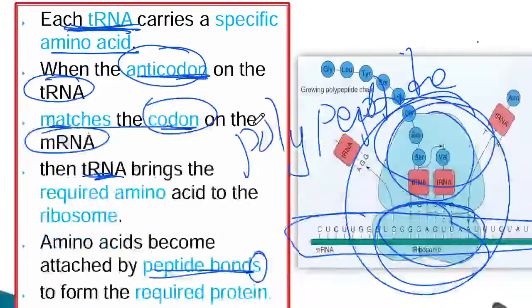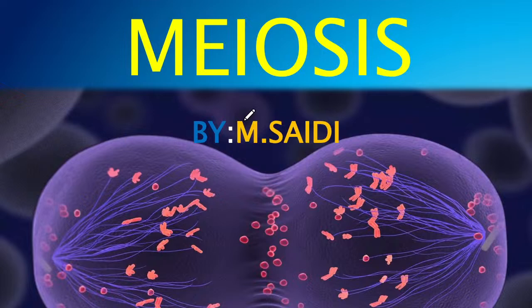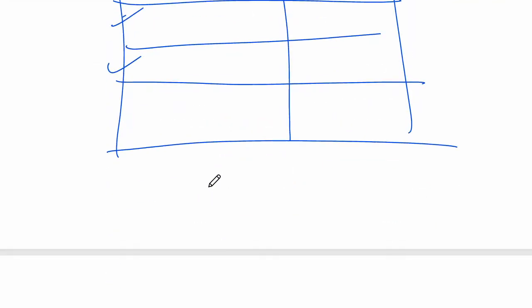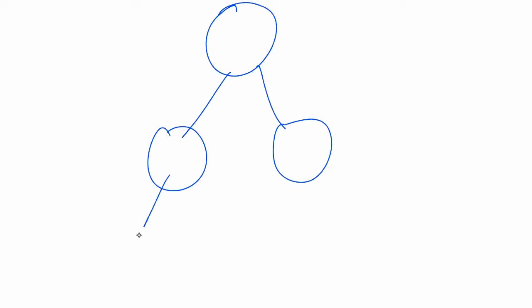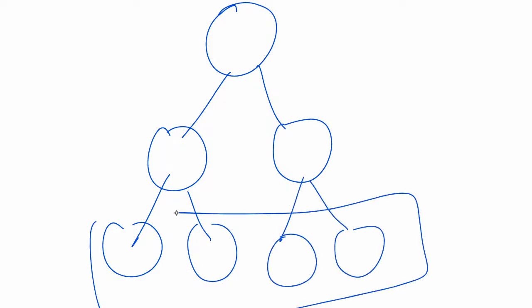So when it comes to meiosis, there are some things which you need to understand. Number one, what is meiosis for? What is it used for? Remember, meiosis is a type of cell division where one cell divides to form two cells. After that, the two cells divide to form four cells.